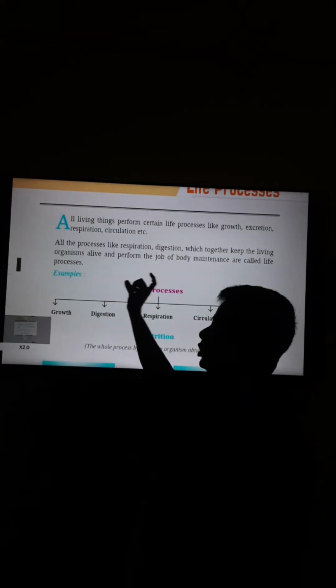See here, all the living things perform certain life processes. Examples: growth, excretion, respiration, circulation, etc. So what is the definition of life processes? All the processes like respiration and digestion which together keep the living organisms alive. The organism should be alive and perform the job of body maintenance. Body should be maintained. So these are called life processes. This is the definition of the chapter Life Processes.